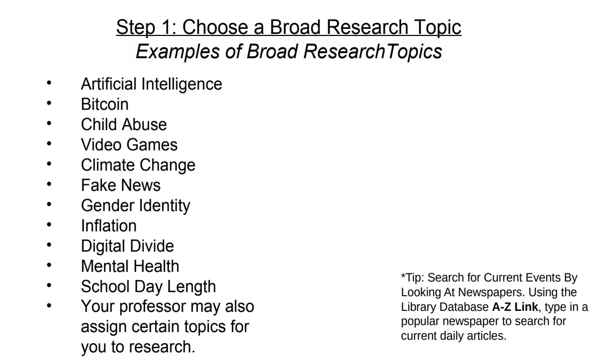All right, so step 1, we want to choose a broad research topic. I have some examples here of research topics that you may want to search. You can look for artificial intelligence, which can be a current topic. We can look at Bitcoin, child abuse, video game, climate change, fake news, gender identity, mental health, digital divide. Your professor may tell you a certain topic to search for. These are just general research topics that you can search for just by having general knowledge of these topics. You may have heard of them.